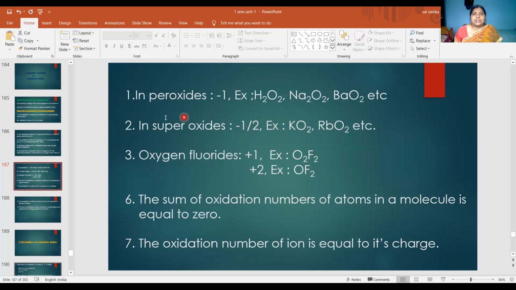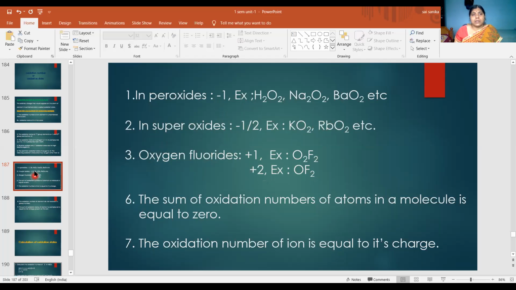-1. Then in superoxides, potassium superoxide, rubidium superoxide, the oxidation state is -1/2. Then come to the oxygen fluorides. In some fluorides it will show +1, for example O2F2. In some it is OF2, that is +2. So like this, oxygen will show different oxidation states other than -2.